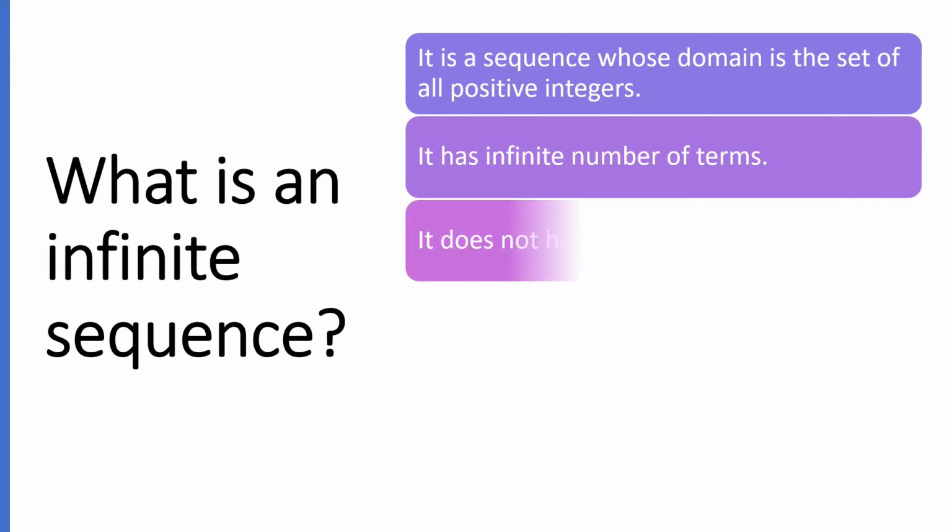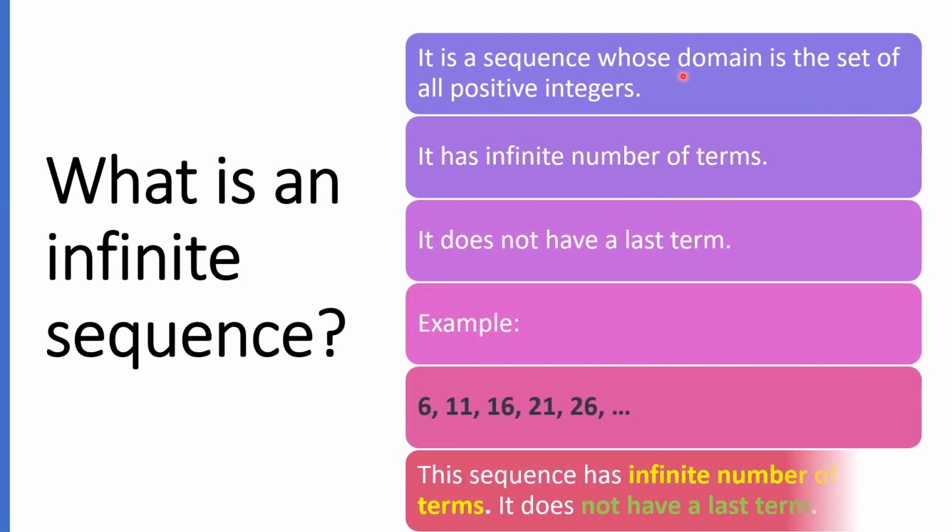What is an infinite sequence? It is a sequence whose domain is the set of all positive integers. It has infinite number of terms. It does not have a last term. For example, 6, 11, 16, 21, 26, so on and so forth. This sequence has infinite number of terms. It does not have a last term. The ellipsis here indicates that this sequence will continue and will never end. That's why it will have an infinite number of terms, and also the last term is not given. That is why it is considered as an infinite sequence.